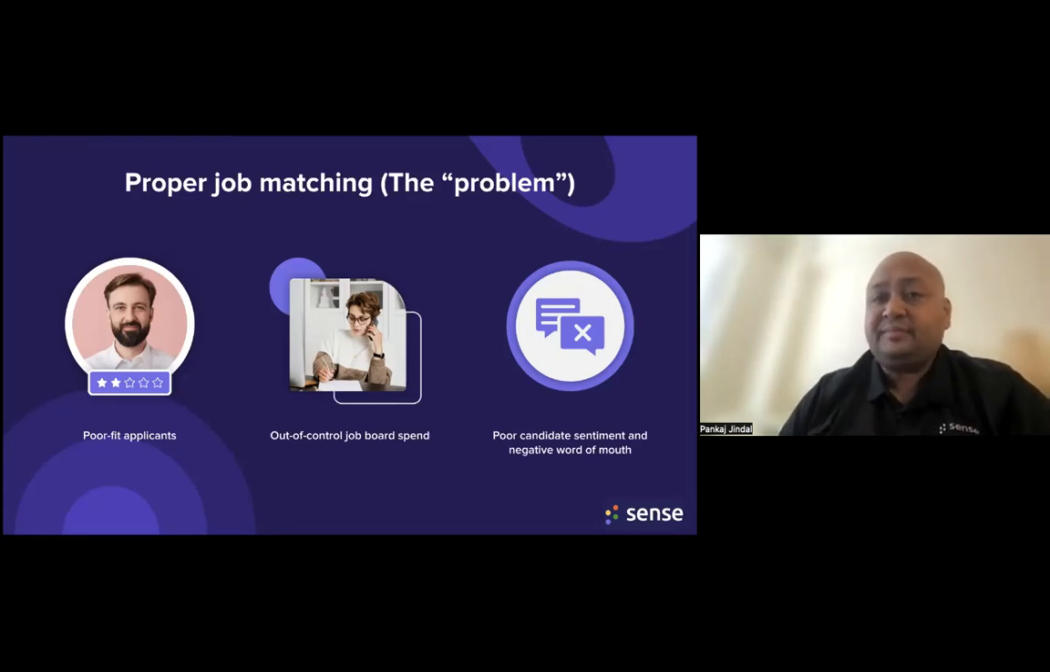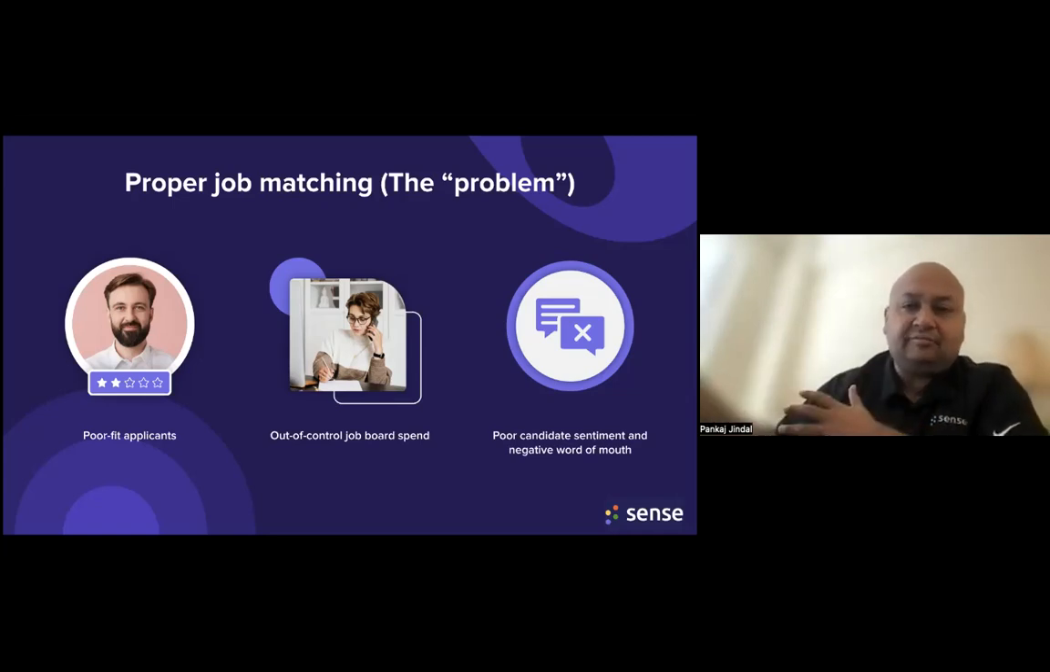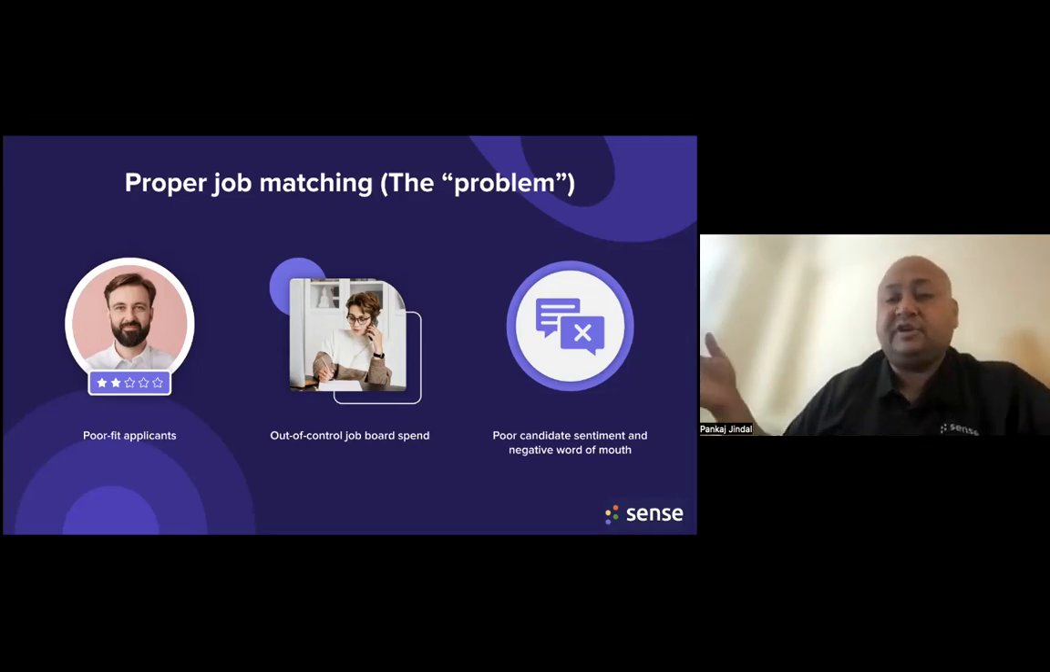Oftentimes, a recruiter is simply recruiting for their position. They only know about some of the positions that they have open. But if you had proper job matching, you're actually able to find out, well, this candidate isn't a fit for this position they applied for, but since I have 200 other positions open, they're a fit for three of the other positions that they may not have thought about. So that's another problem. And then, of course, this leads to increased job board spend.